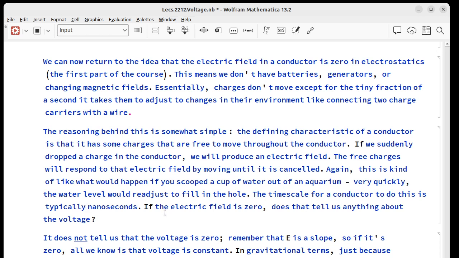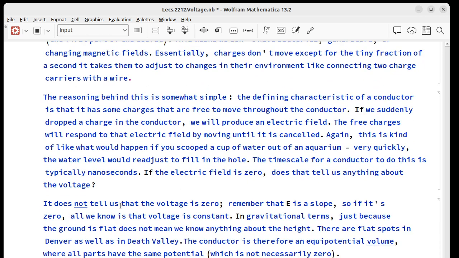Now, if the electric field is zero, like we're saying it is inside a conductor, does that tell us anything about the voltage? It doesn't tell us that the voltage is zero, and that's because E is a slope. So if it's zero, all we know is voltage is constant. It's the same everywhere. So in gravitational terms, just because the ground is flat doesn't mean we know anything about its height. There are going to be flat spots in Denver and in Death Valley. So the conductor is something that has the same potential everywhere, so we could call it an equipotential volume rather than surface. So all parts have the same potential. It may be zero, but it doesn't have to be.